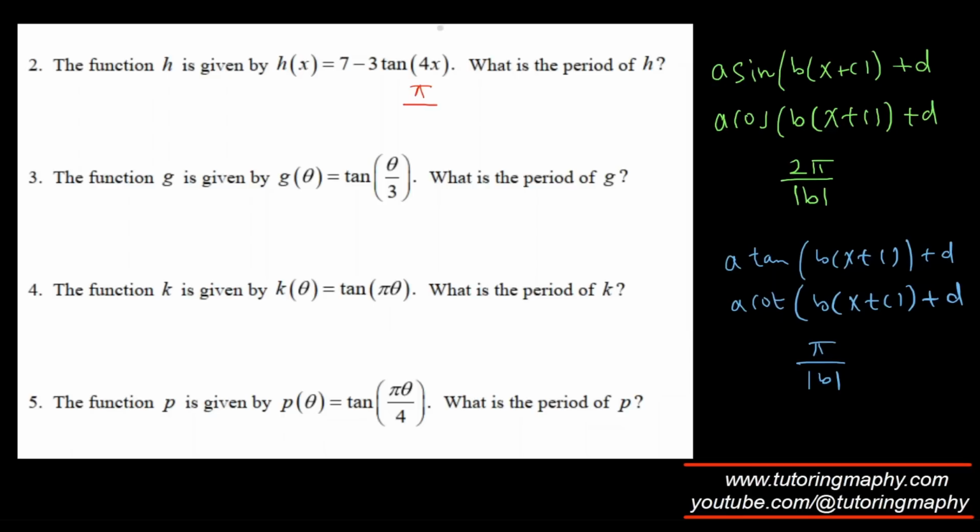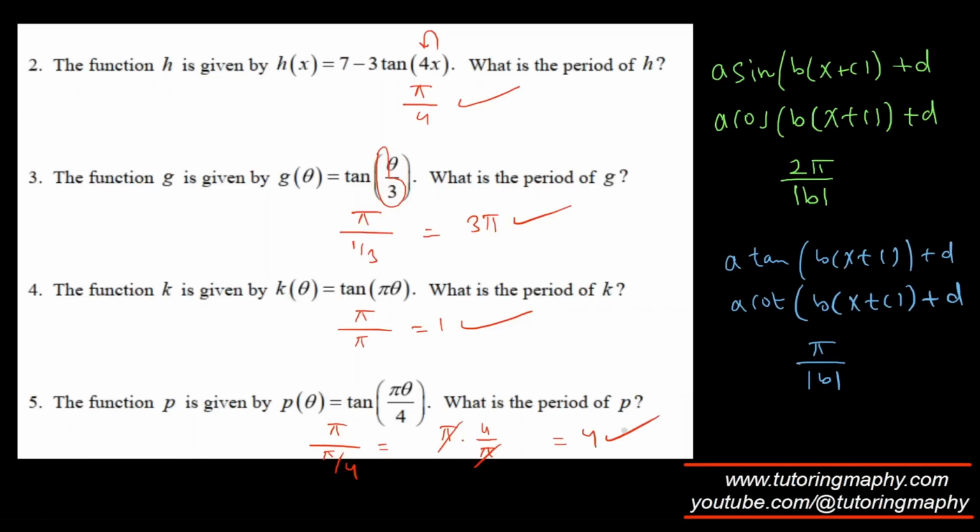So pi over b, where b is the coefficient of x, which is 4. That's the period. This will be pi over 1/3, where 1/3 is the coefficient of theta, which is 3 pi. This will be pi over coefficient of theta, which is pi, so that's 1. And this will be pi over coefficient of theta, which is pi over 4, so pi times 4 over pi, which is just 4. So that is the period of this question.